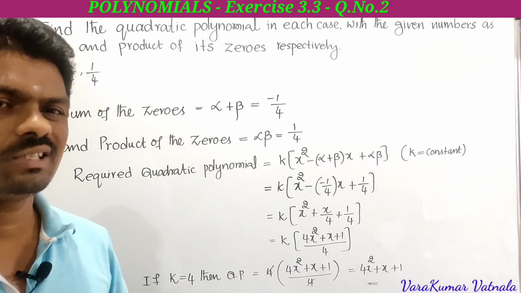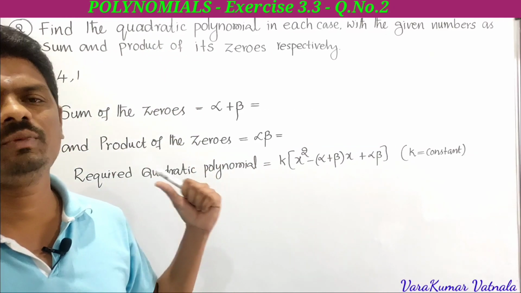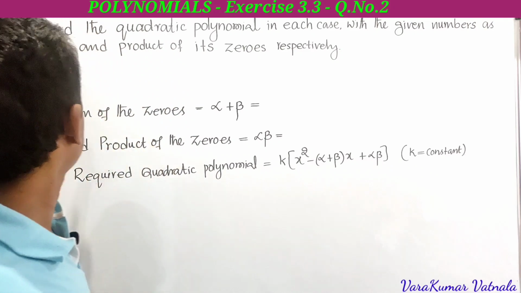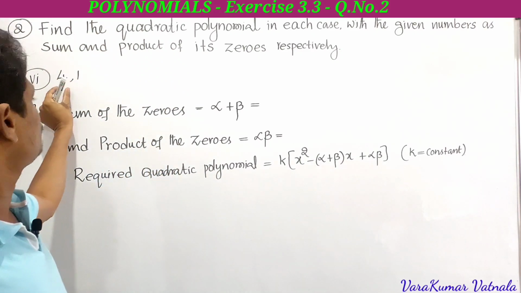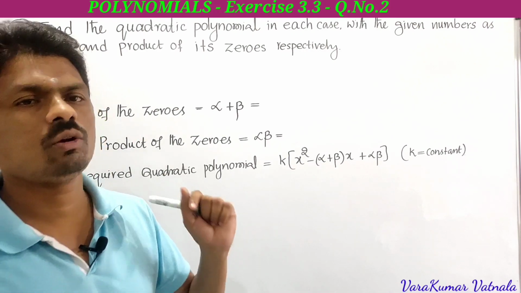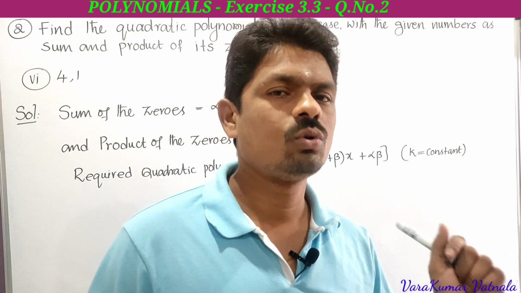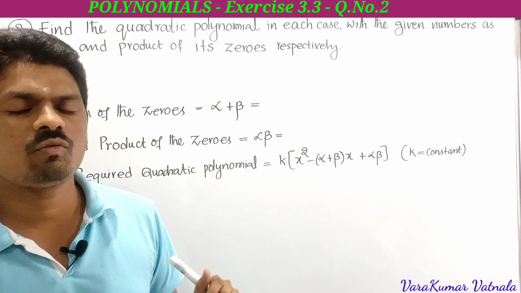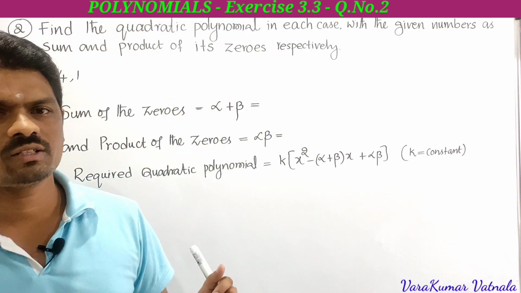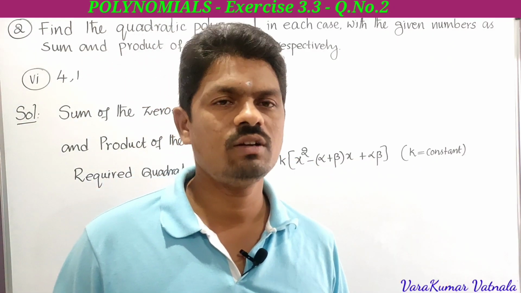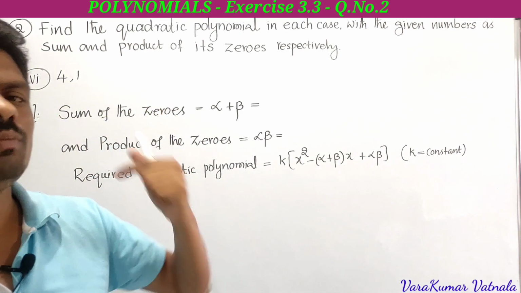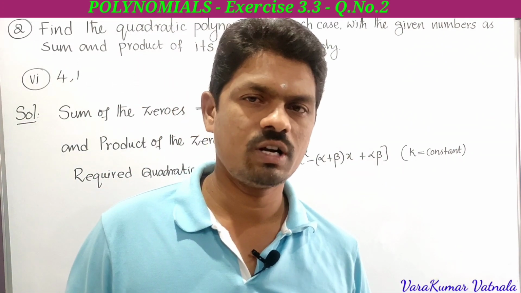So next we have to solve the sixth bit. This is the sixth bit in the second problem. Totally there are 6 bits. This is the last bit. So it has given 4 comma 1. So sum of the zeros is 4 and the product of the zeros is 1. So using these two we have to find the quadratic polynomial. So we have quadratic polynomial is equal to k into x square minus alpha plus beta into x plus alpha into beta. So that is the formula. He has given alpha plus beta is 4 and alpha into beta is 1. Simply you have to substitute in the formula to get the quadratic polynomial.